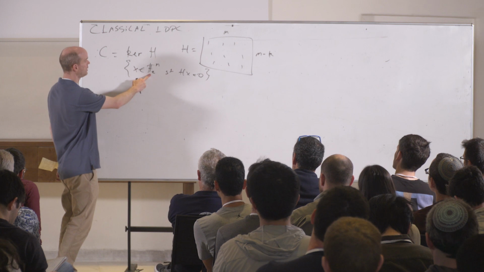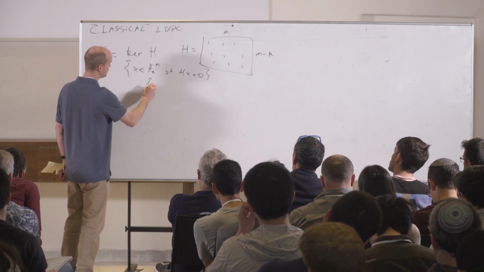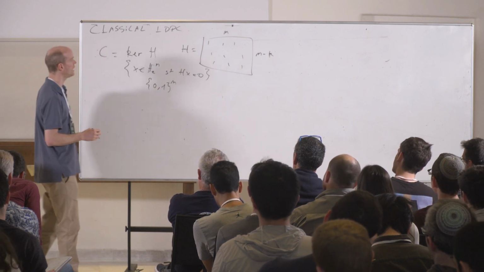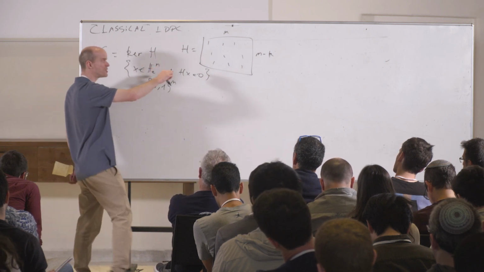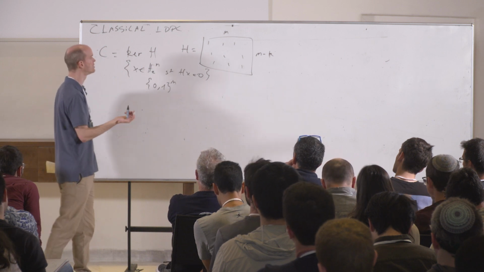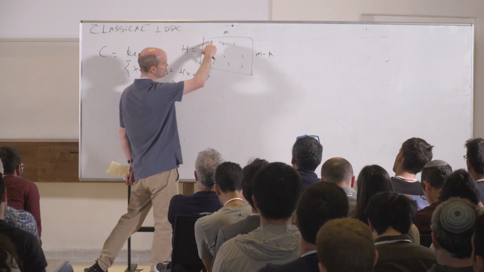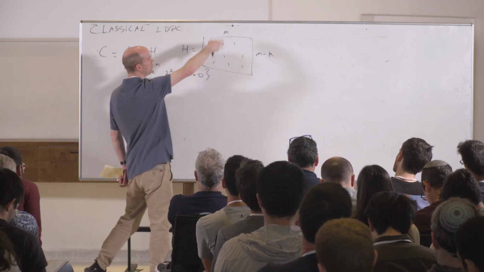Sorry? Yes, explain this notation. F2 to the n is just bit strings of length n. And the matrix being sparse just means that you have a constant number of ones per row and per column. For instance, people typically use matrices with 6 ones per row and 3 ones per column.